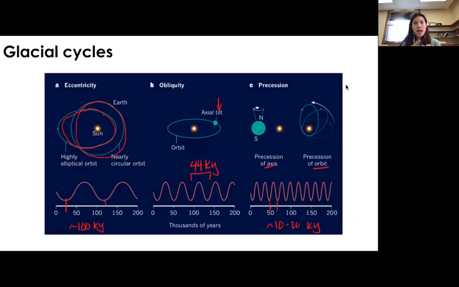So these three, acting together, eccentricity, obliquity, and precession, control how much insolation the Earth is receiving, and therefore control whether or not we're in a warm cycle or a cold cycle, and whether we're in an interglacial or a glacial period. And these taken together are called the Milankovitch cycles.